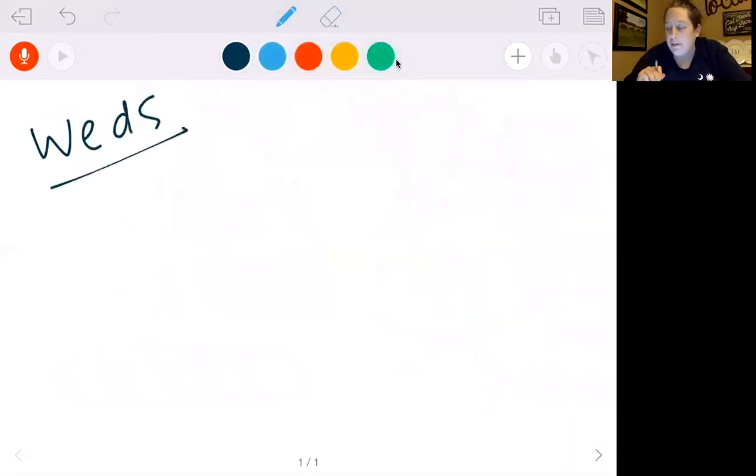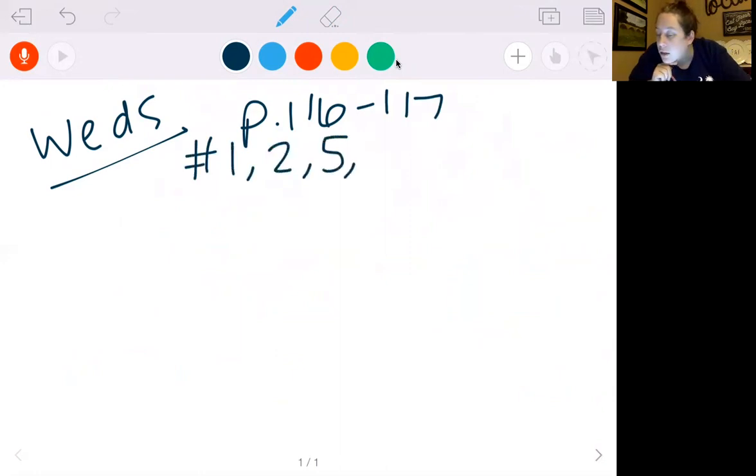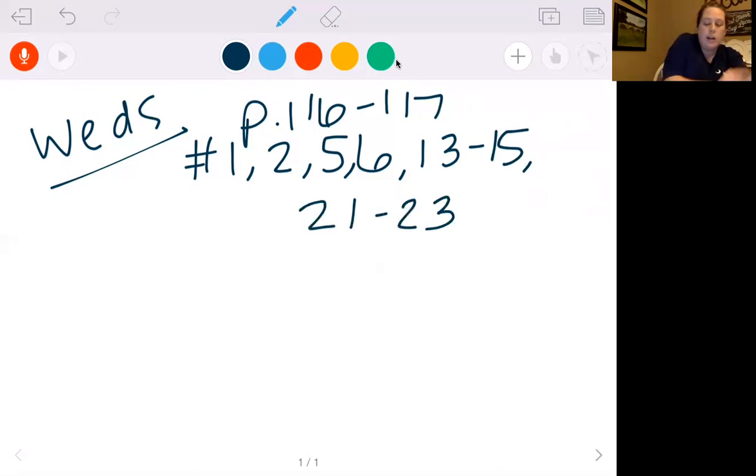All right, our Wednesday video, today we're going to do some review. So let's look at pages 116 and 117. I'm going to list the numbers we're going to do: 1, 2, 5, 6, 13 through 15, and 21 through 23. So let's look at these together and see what we're going to look at.